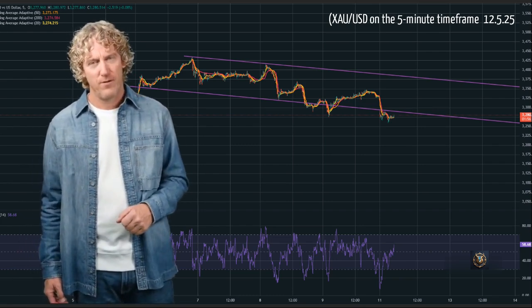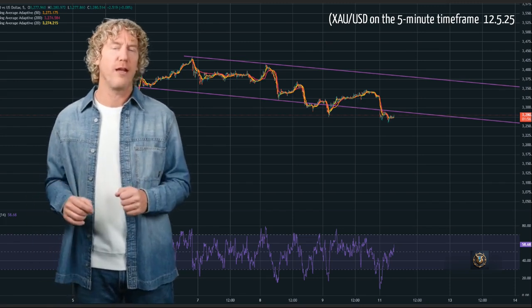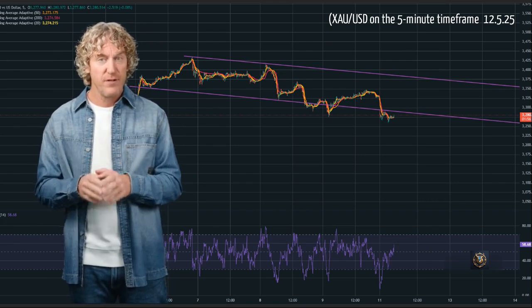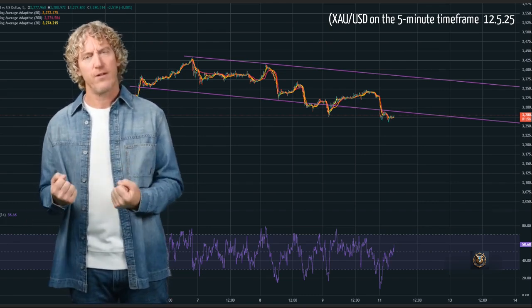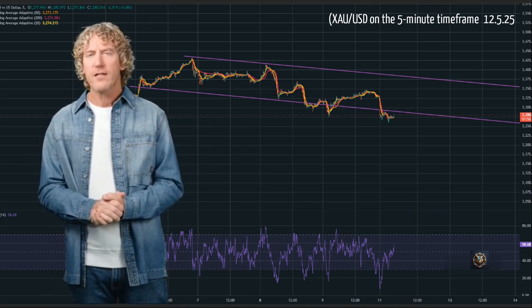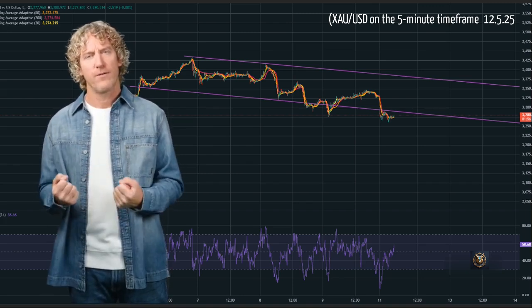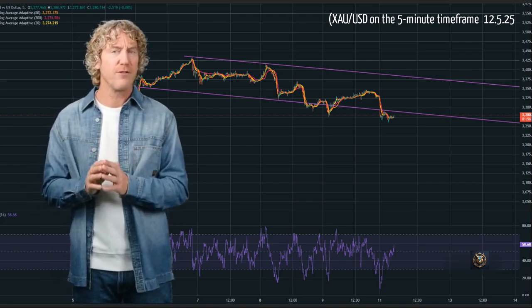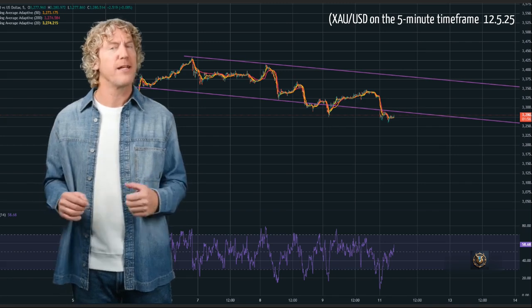Key technical levels. Support zones. Lower channel support, 3,250. Recent swing low, 3,240. Resistance zones. Immediate resistance, 3,300. Upper channel line, 3,365. Clustered MA zone, 3,273 to 3,275, acting as minor support.